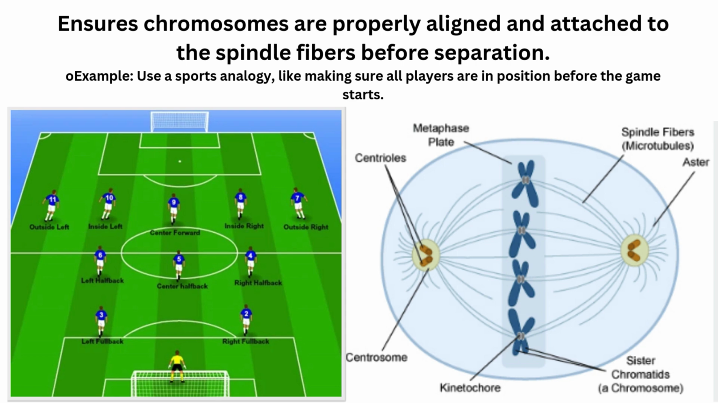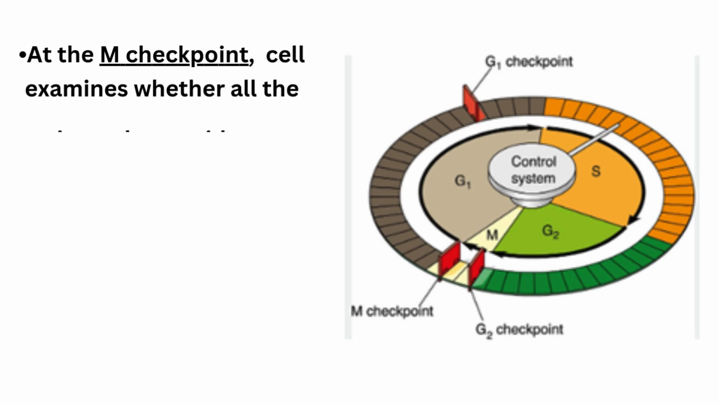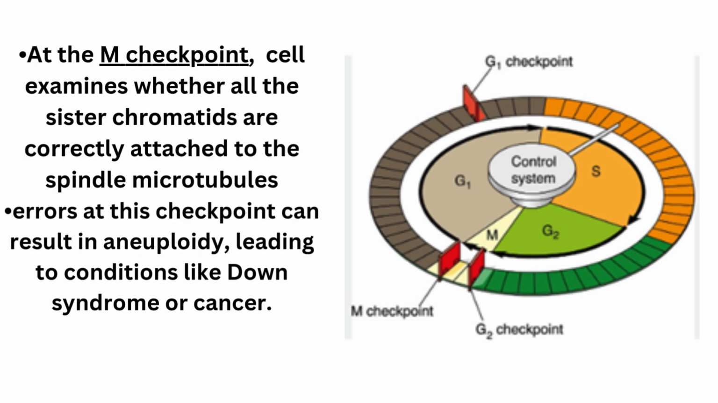But what would be the consequences if a failure takes place, like errors at this checkpoint? If errors take place at this checkpoint, then it can result in aneuploidy. It can lead to different diseases, like Down syndrome, cancer, and mutations.